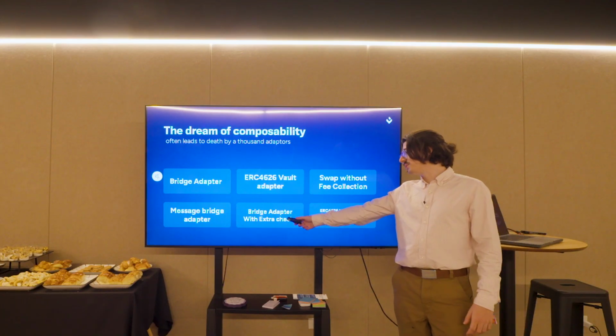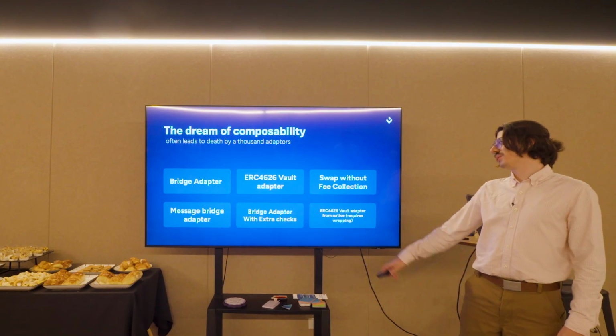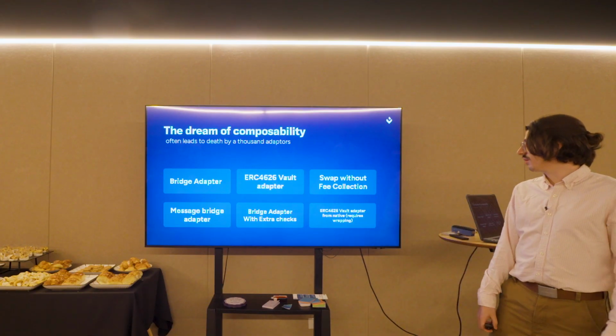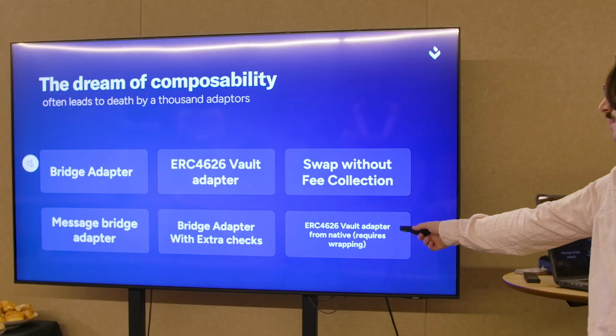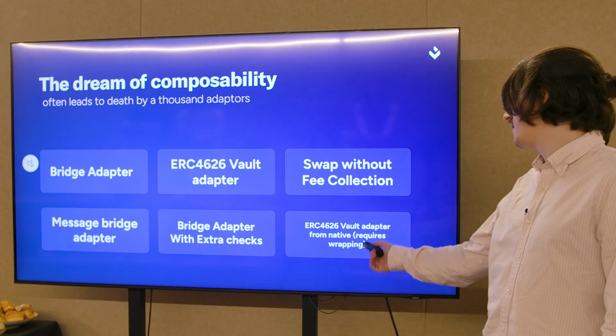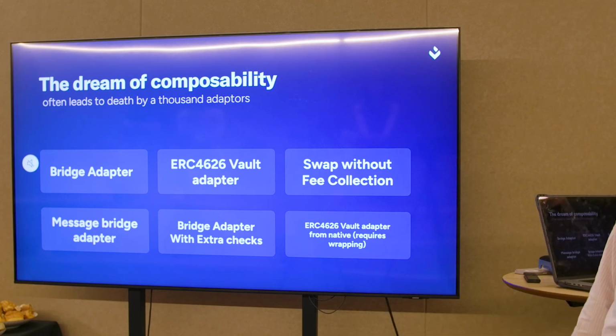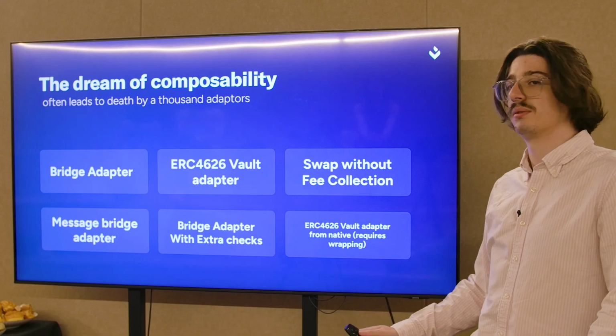And then we started slowly increasing the surface, right? Maybe we want to bridge with some extra checks, or we want to swap without fee collection because a partner doesn't want to have fee collection. Or this is a funny one: you want to zap into a vault, but the vault requires native, so you need to wrap it first. All of these conditions, as I said, lead to sprawling smart contracts. We do not want that.